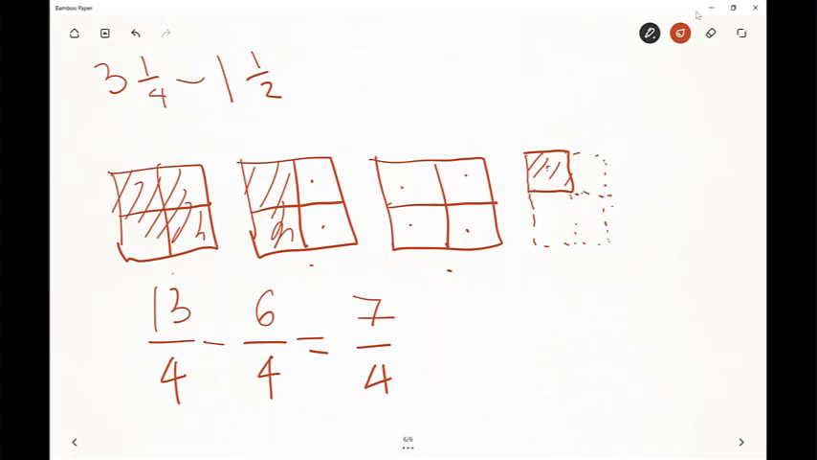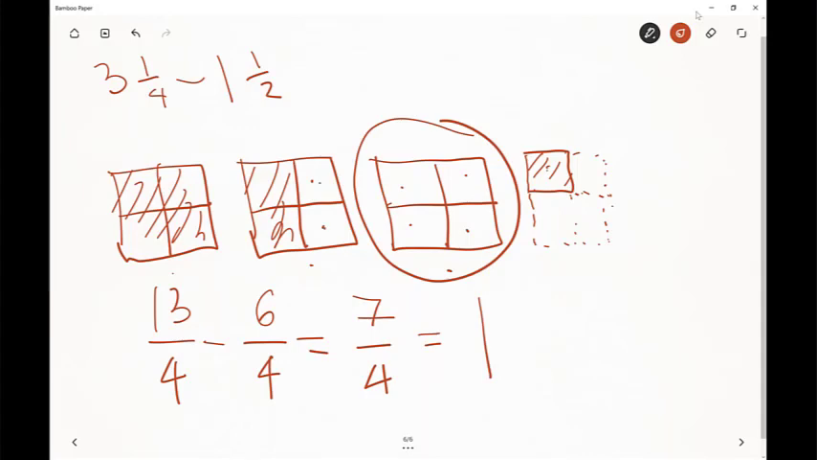But can I go any further? Oh, do I have any wholes? Oh, I can see I've got 1 whole here. Oh, so 7/4 is equal to 1 whole. I've got 1, 2, 3/4 here. I've got 7/4, which is 1 3/4. Okay. And so you can visually see why we've just done this.